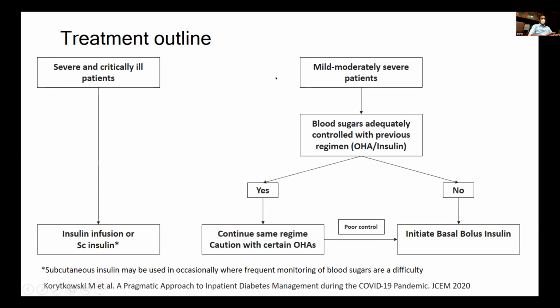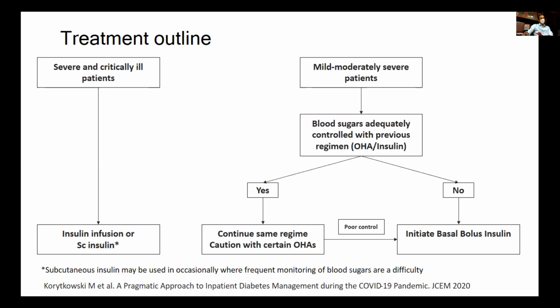So what is the treatment regime? Previously, I mentioned that a very small set of patients can be managed on OHA, basically those whose blood sugars are controlled and who are eating adequately and do not have any organ dysfunction such as liver failure, kidney failure, or heart failure. Apart from those, all patients will require insulin. If they are critically ill, they will require insulin infusion. If they are mild, moderately, or severely ill and eating, they will require subcutaneous insulin. If with the previous insulin regimen the blood sugars are controlled, we should continue that insulin regimen, even if it is a 30-70 or Mixtard type of insulin.